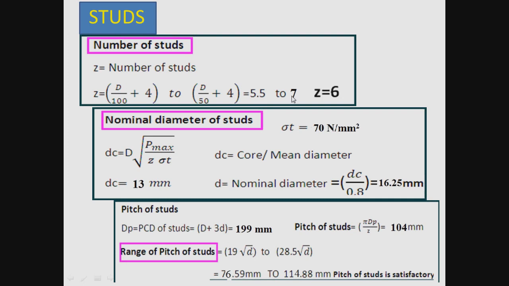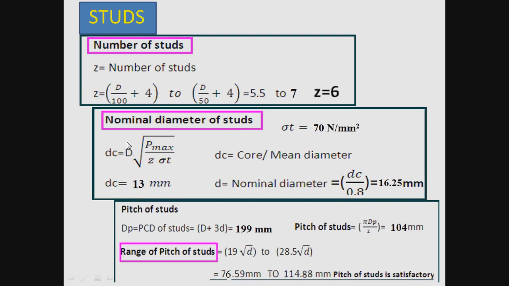So whatever the number of studs, that should be between 5.5 to 7. Normally we should take an in-between value, and it should also be a whole number because it is a number of studs. So here we can take it as 6, Z is equal to 6.